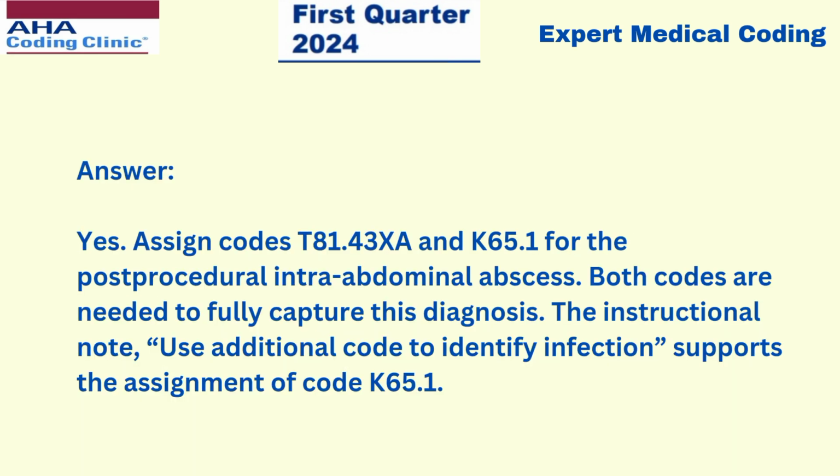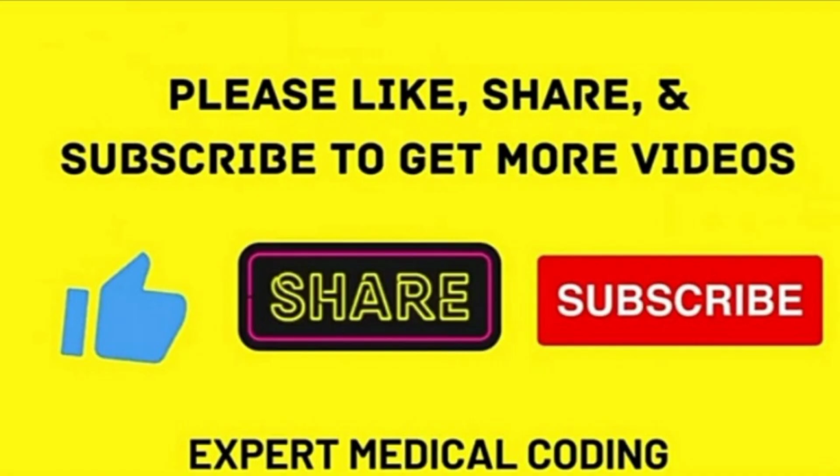So the answer is yes, we can assign 2 codes. Assign codes T81.43XA and K65.1 for the post-procedural intra-abdominal abscess. Both codes are needed to fully capture this diagnosis. The instructional note, use additional code to identify infection, supports the assignment of code K65.1.